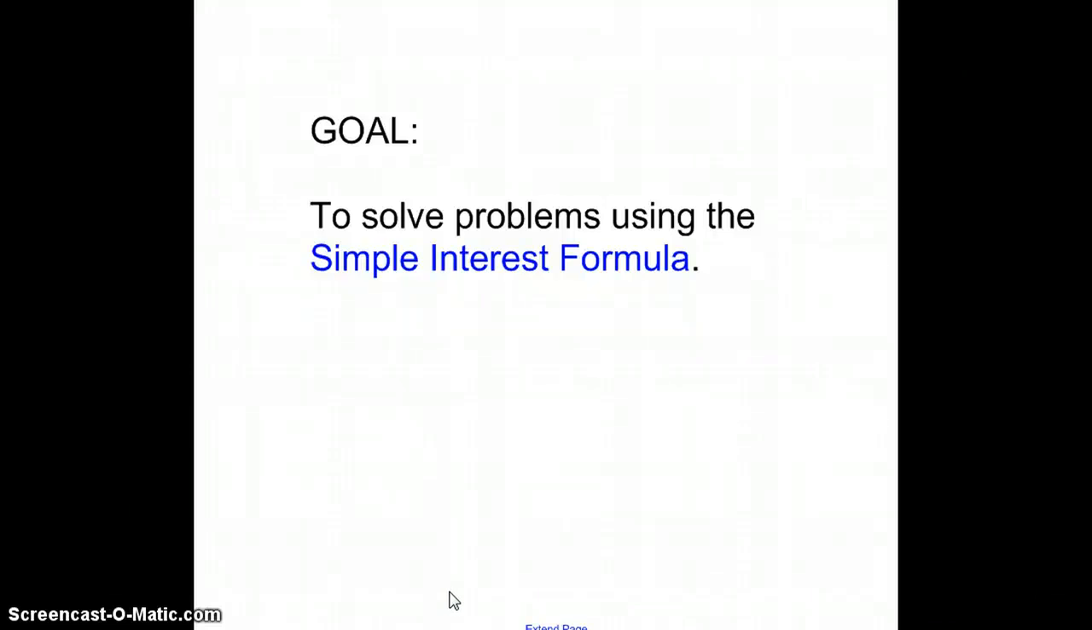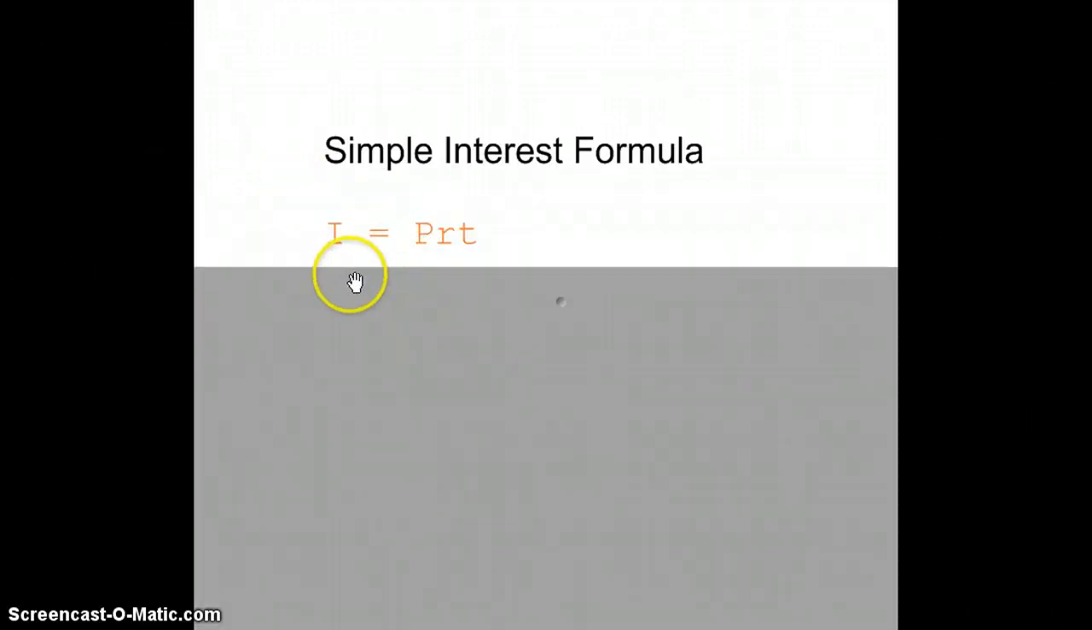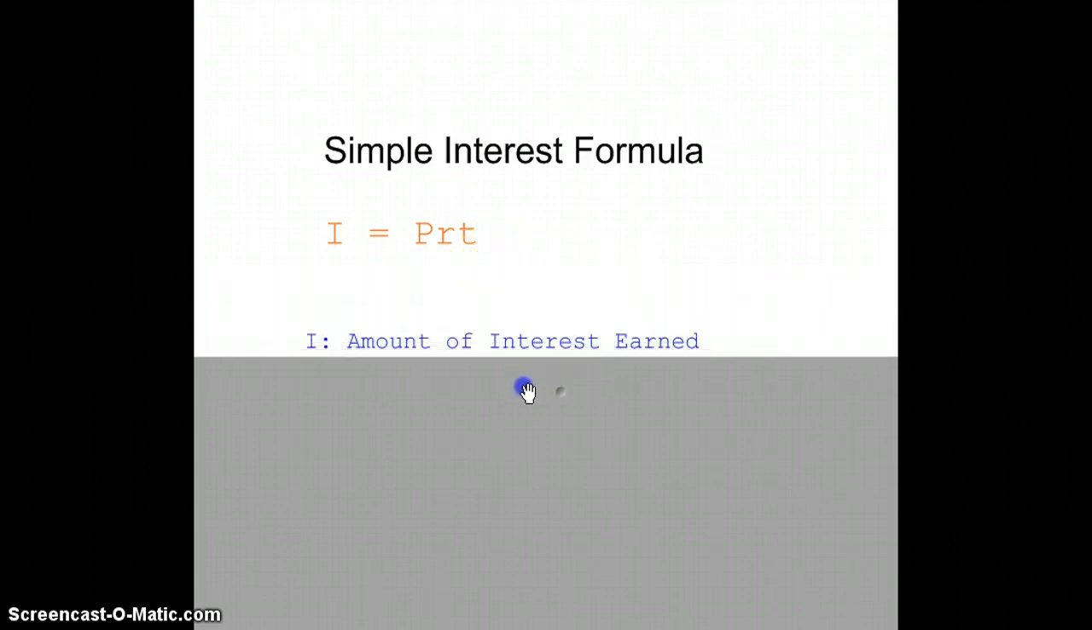In this video we're going to be taking a look at how to use the formula for simple interest to solve some problems. So if you take a look over here at our simple interest formula, it's I equals PRT. So let's take a moment and write this down. I equals PRT. I is the amount of interest that we're going to earn.